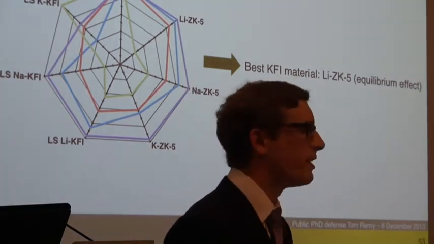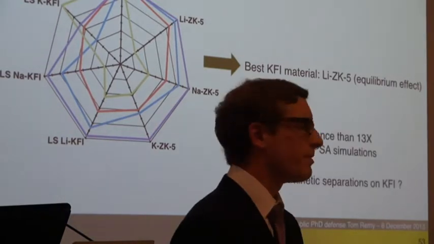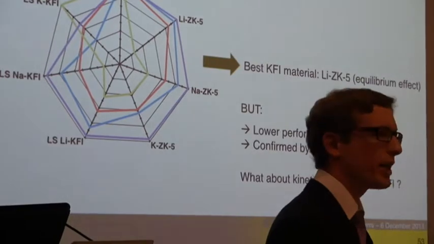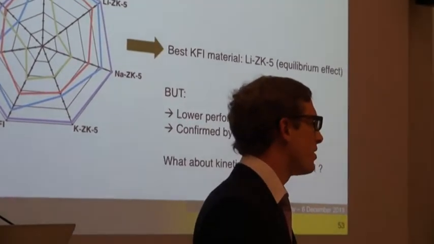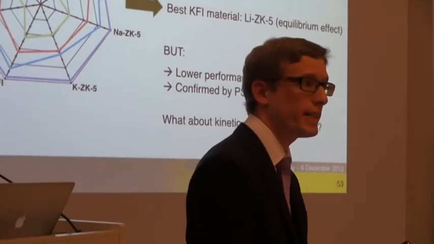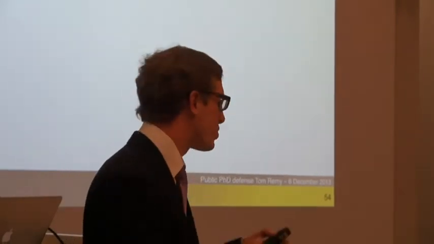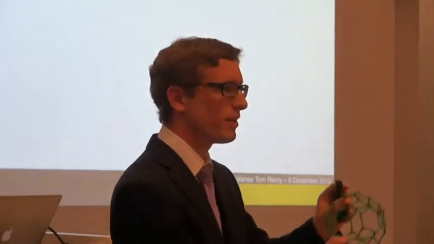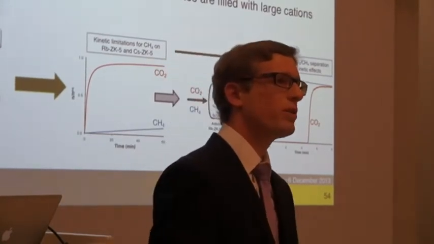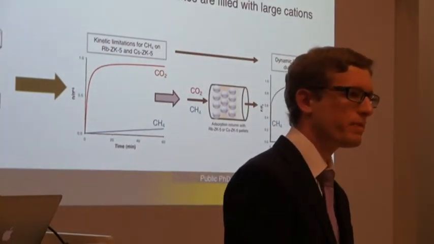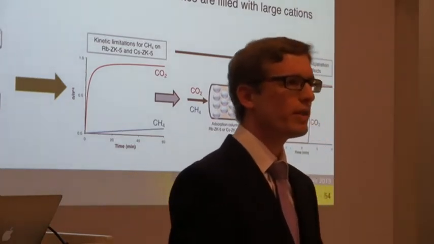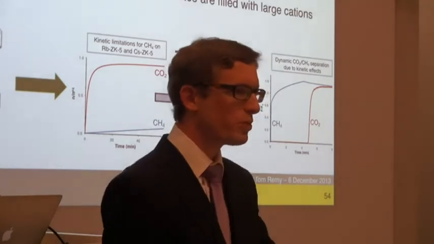And that's also shown by the pressure swing simulations. So I cannot beat the industrial standard with equilibrium effects. And therefore, I ask myself the question, can I do it with a kinetic effect? The kinetic limitations are there because there are large cations in these 8-membered ring windows. And a lot of them. So maybe I can use a structure with a bit fewer cations. And those structures are what we call rubidium and cesium ZK5. And then I checked, can I use the kinetic effect to separate the CO2 from the methane?